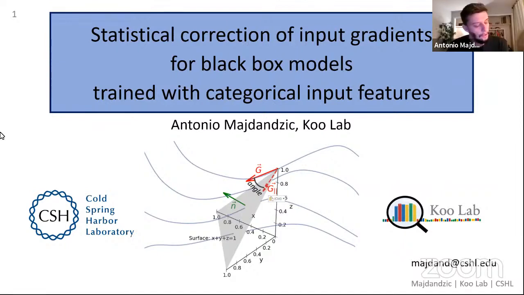Awesome, thanks. So, hello everyone. I'm Antonio Majdoncic, and I'm a postdoc in the lab at Cold Spring Harbor Laboratory. My work is titled Statistical Correction of Input Gradients for Black Box Models Trained with Categorical Input Features.